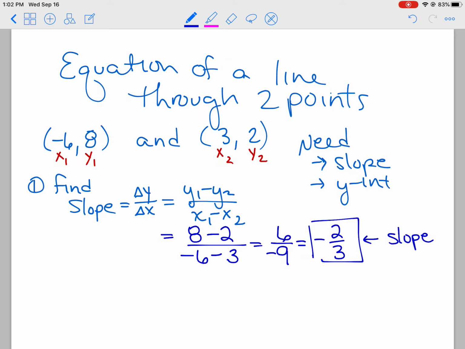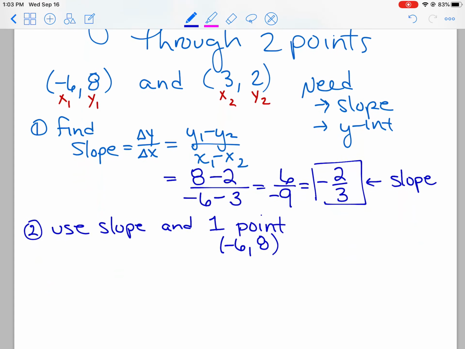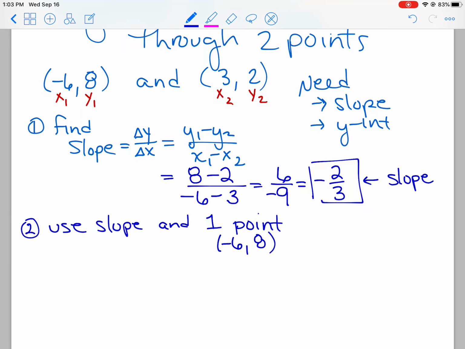Now, we take one of those points that we started with, and we're going to use that point and the slope to find the equation. So we're going to use the slope and one of the points, and I'm going to use (-6, 8). It doesn't matter which one we use. We can pick either one.